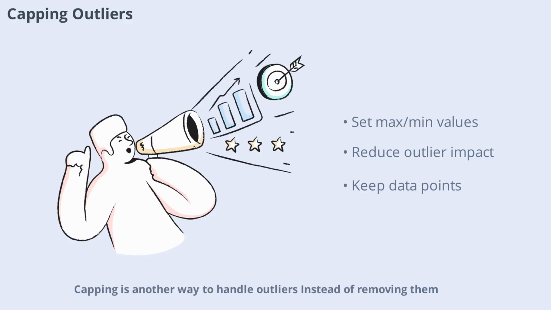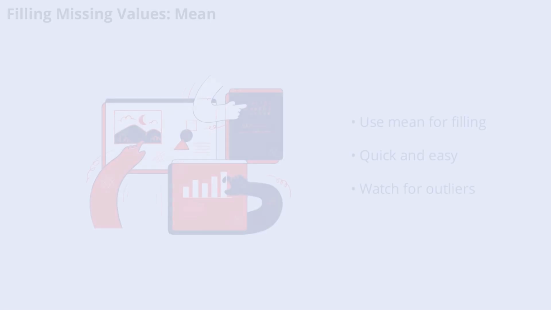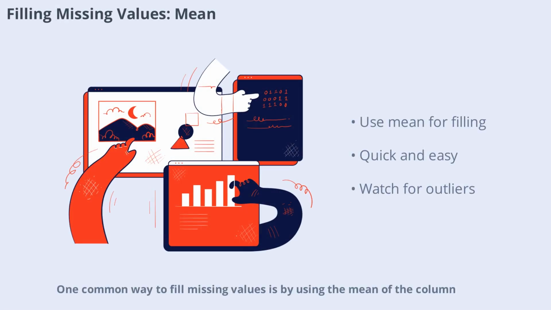Capping is another way to handle outliers. Instead of removing them, you set a maximum or minimum value for your data. This way, extreme values don't have as much impact on your analysis, but you still keep the data point in your dataset.